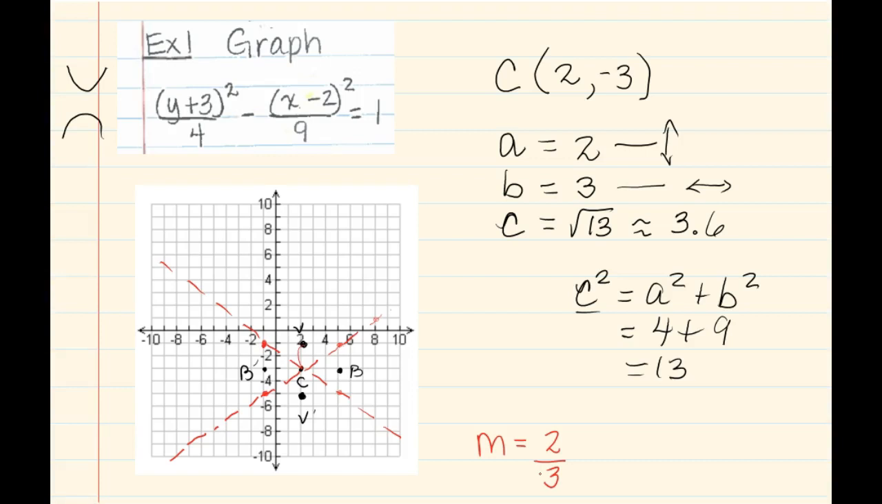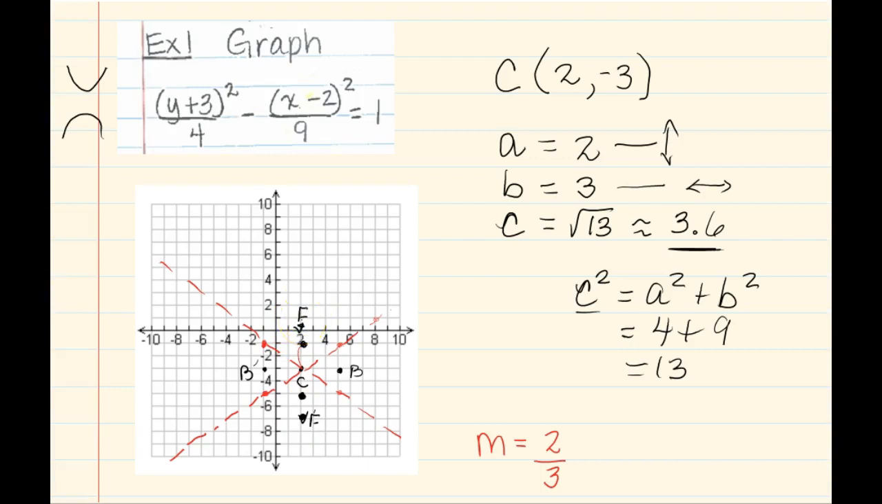The next thing we need to do is go find our foci. We're going to go 3.6, just like we did the a. So we're going to go up and down from our center of 2, -3, to 2, 0.6 and then the same thing going down, to 2, -6.6. So these are our foci, these points that we just found here.